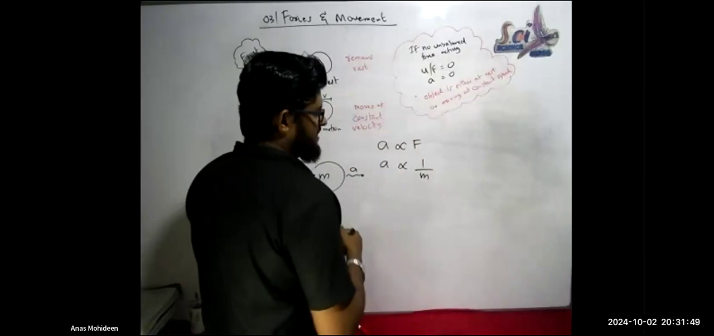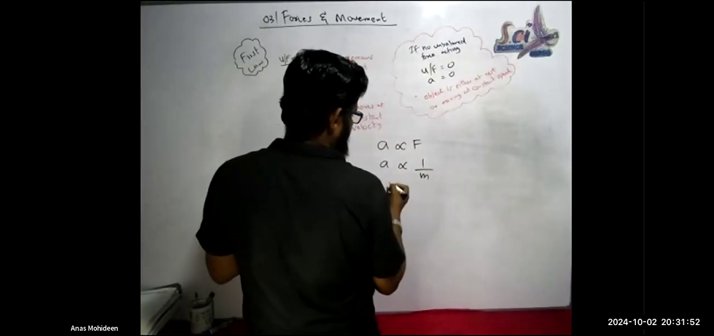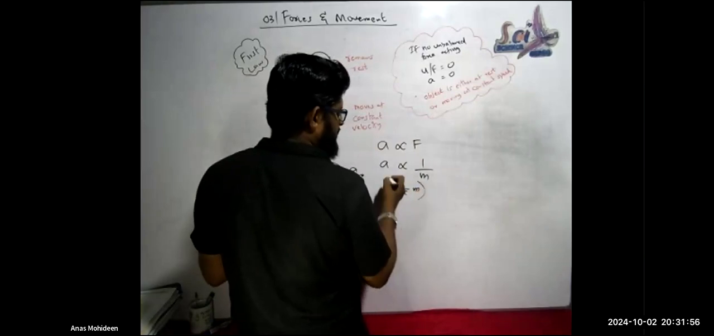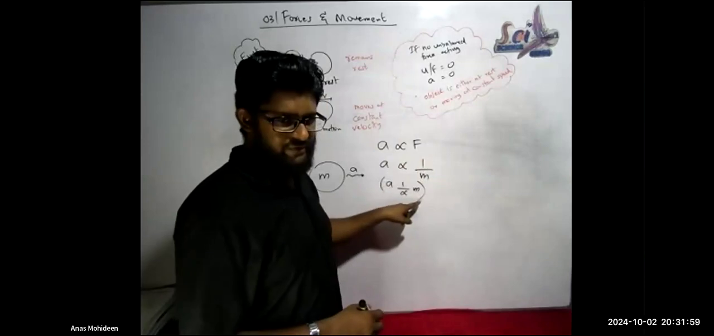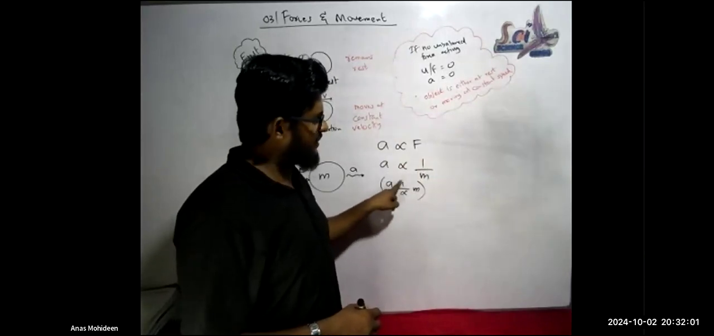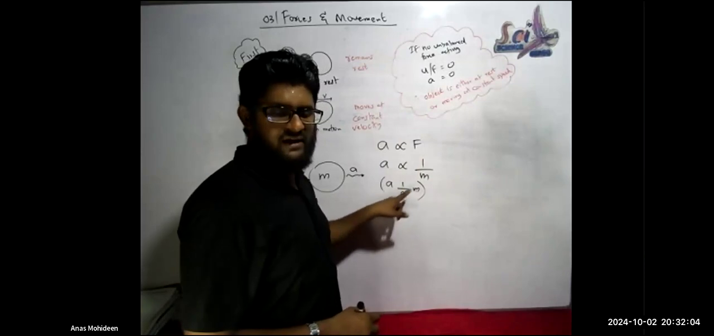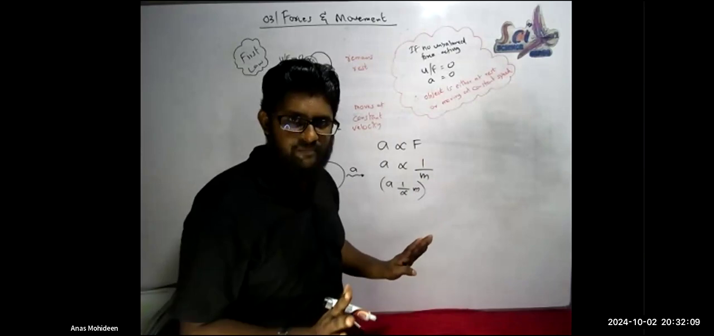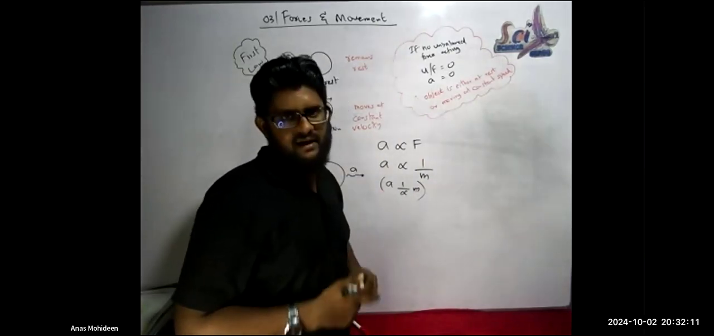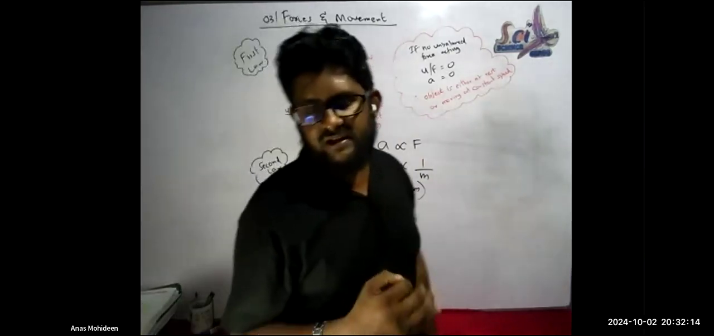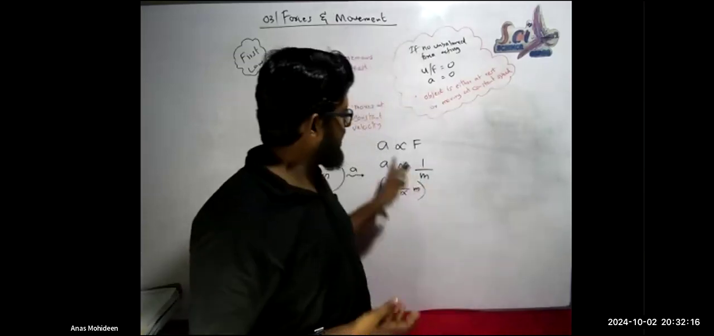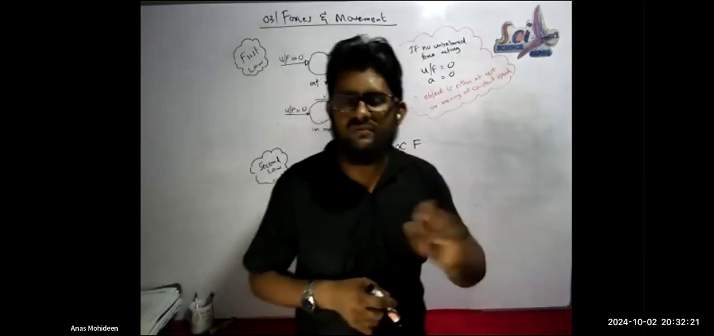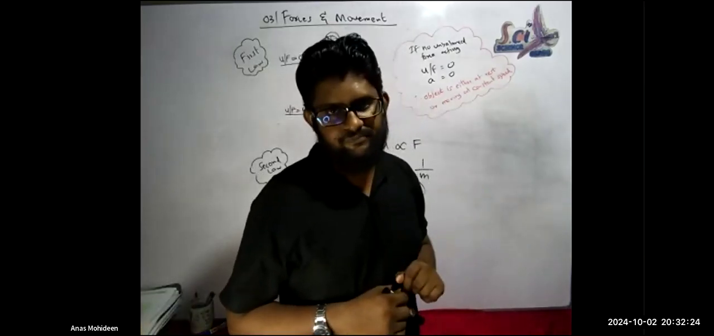This can also be written in this way: acceleration is alpha 1 over m. Either way, both of them are inverse proportion. Hope this part is clear. What is the theory then? The second law says that acceleration acting on an object is directly proportional to the unbalanced force acting, while it is inversely proportional to the mass of the object.